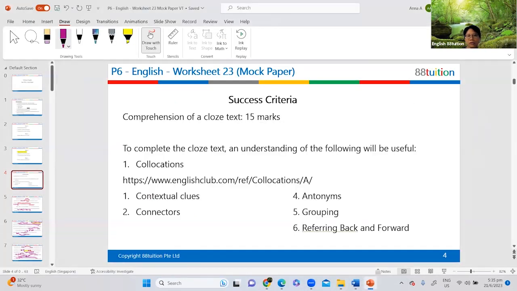Next, contextual clues. I think you know this one. You need to find the clues and you draw your arrows. You've been doing this from primary 4, I'm sure. They also test you on connectors. Antonyms are actually opposites, and then you can look at groupings. They can also test you on idioms, and sometimes proverbs. So you need to know some proverbs and idioms so that it makes sense.